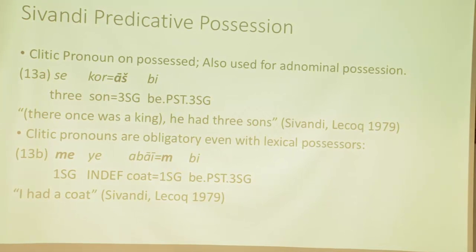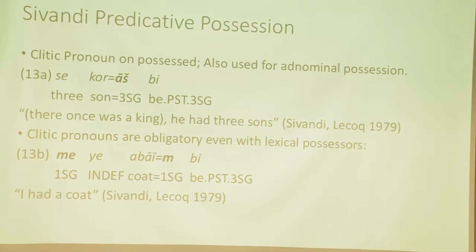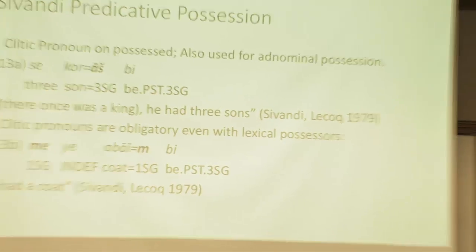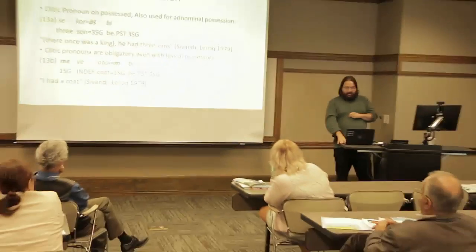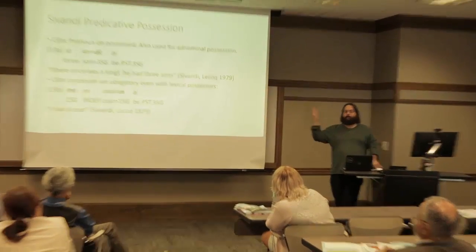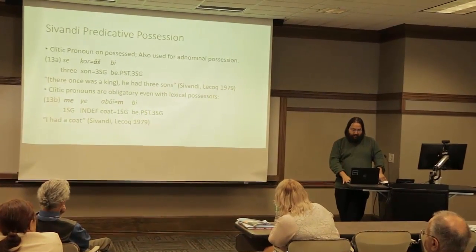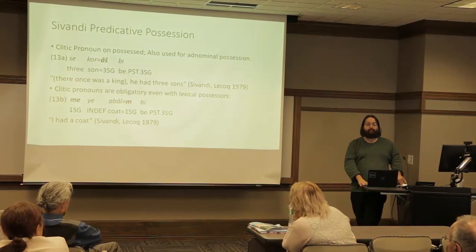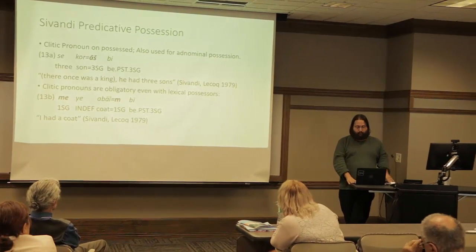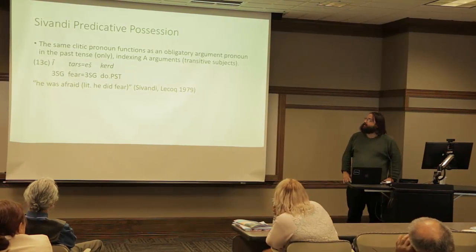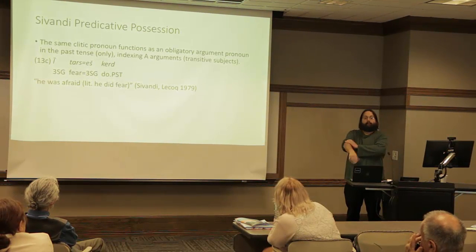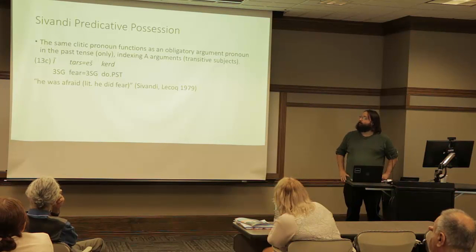But the possessor is marked twice: once by an unflagged noun phrase and once by the clitic pronoun. So, how come this situation arises? If you look at the innovative functions of the clitic pronoun in Sivandi and many other regional languages, it is found expressing transitive subjects, or A arguments, in the past tense.